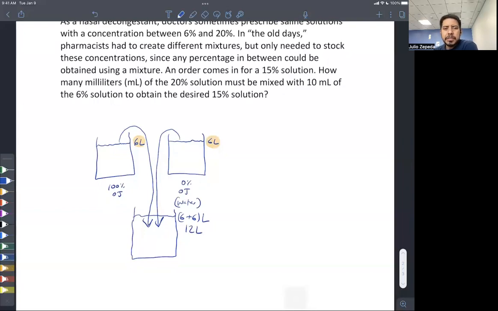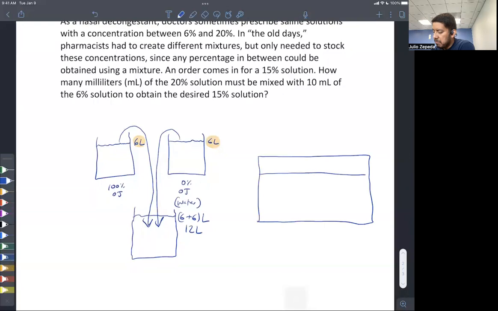Now, what is the concentration of this new mixture? Let's go ahead and organize this information into a table. Now, of course, these numbers are easy because I made them that way. So I'm trying to make an easy question here so that we can understand the idea. And then we're going to jump into one that's a little bit more complicated.